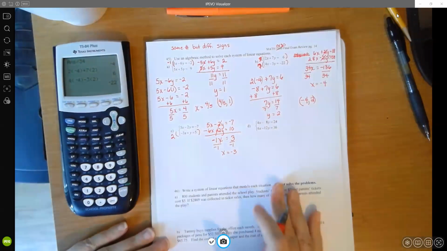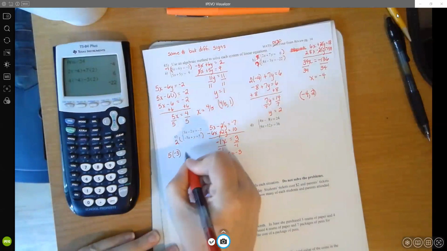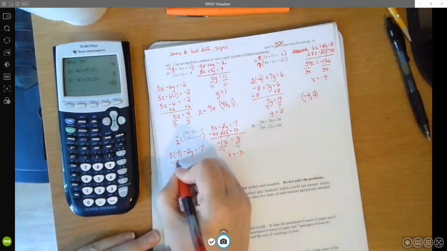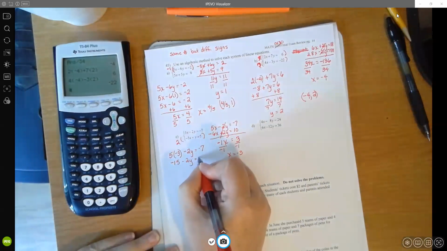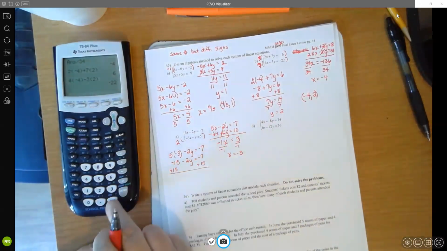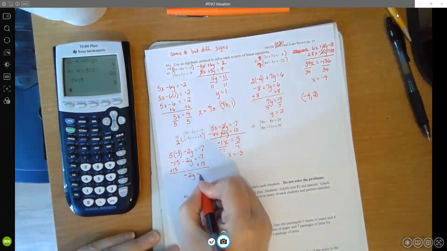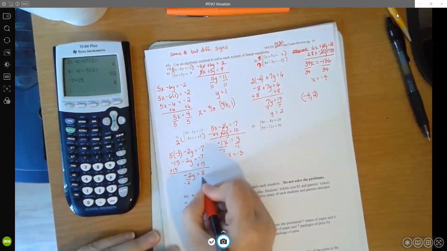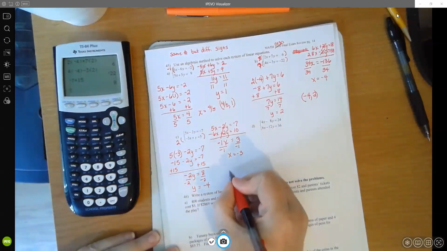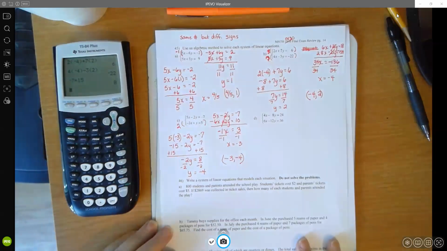Again, without anything to go on, I want to plug it into the top one. So that's 5 times negative 3 for the x, minus 2y equals negative 7. That's negative 15 minus 2y equals negative 7. I'm going to add 15 to both sides. Negative 7 plus 15 should be 8. So that's negative 2y equals 8. Divide by negative 2, divide by negative 2. y equals negative 4, and then my ordered pair would be negative 3, negative 4. Remember, as you write your ordered pair, to put your x first and your y second.